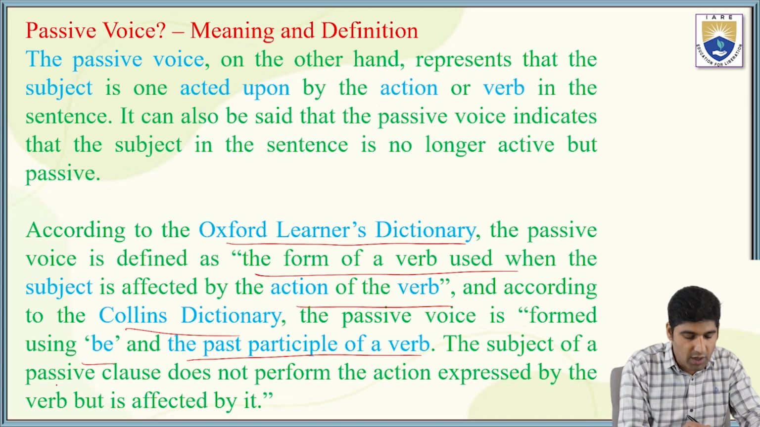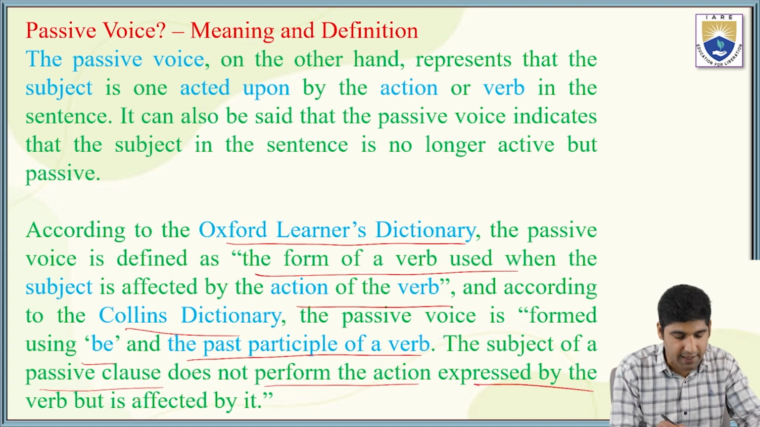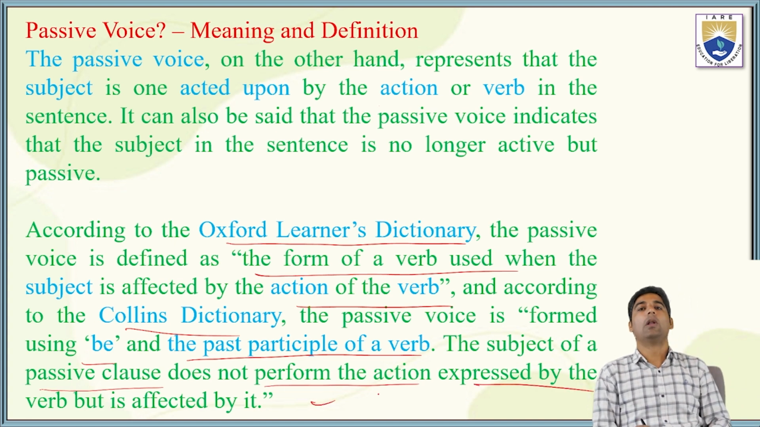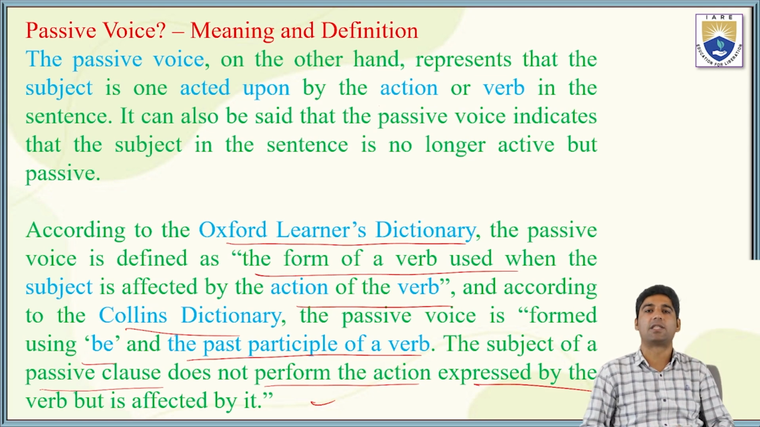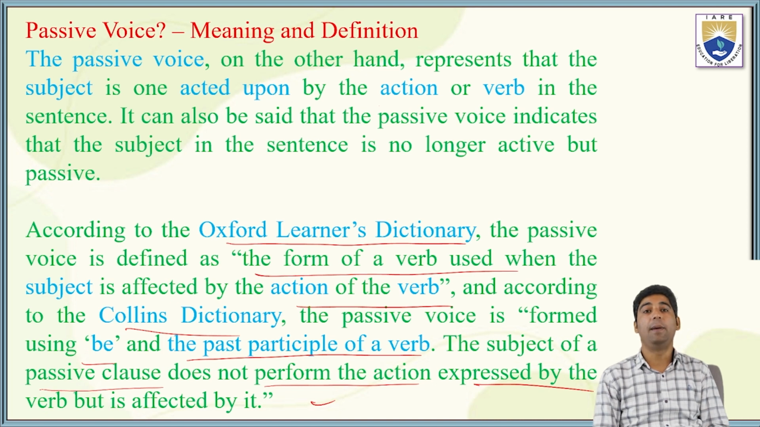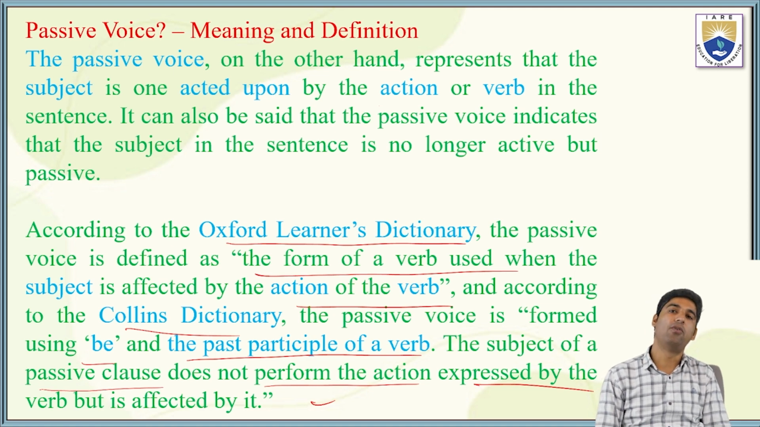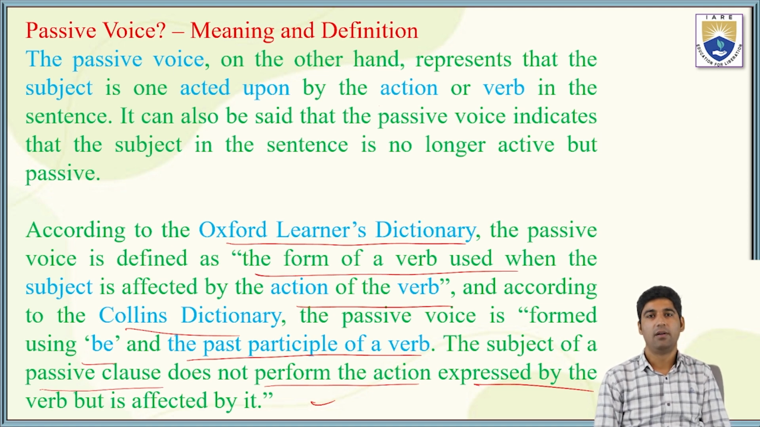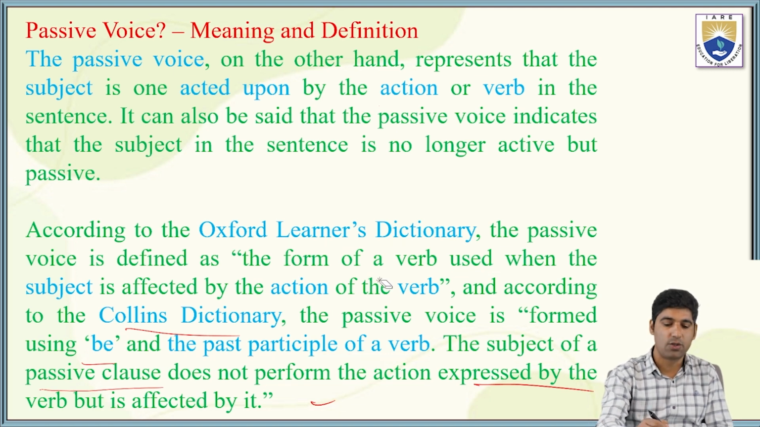Unlike the subject of a verb, the subject of a passive clause does not perform the action expressed by the verb. So Collins Dictionary defined it. It has touched the structure of the sentence. It says passive voice can be formed by using auxiliary be and the past participle of a verb. That's the third form of a verb. And then it says again the same thing. The subject remains passive and does not perform any action, but the action is performed by the verb. So this is what Collins Dictionary said about passive voice.